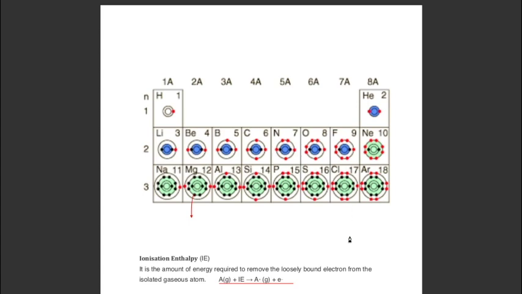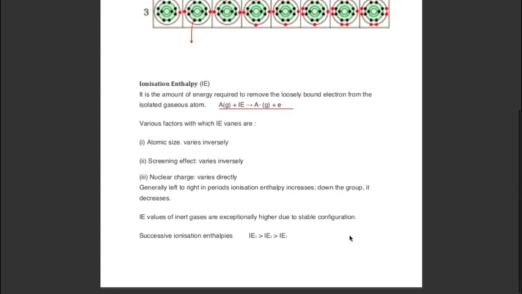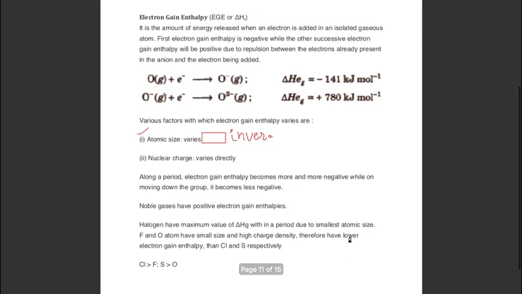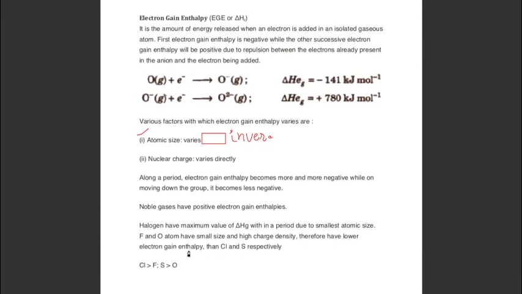Okay. Now this case I have discussed with you. Electron gain enthalpy of chlorine is more than fluorine and of sulfur is more than oxygen.